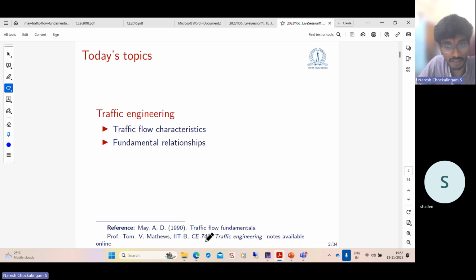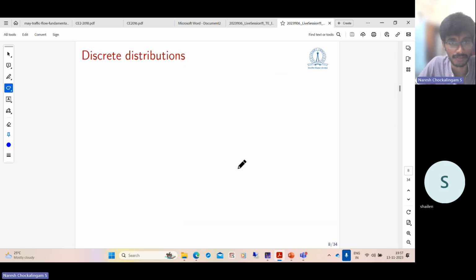And the other is the course notes of CE 740 of Professor Tom B. Matthews from IIT Bombay. He has also held an NPTEL course on traffic engineering. The notes are available for free online on his website, so you can consult that also.